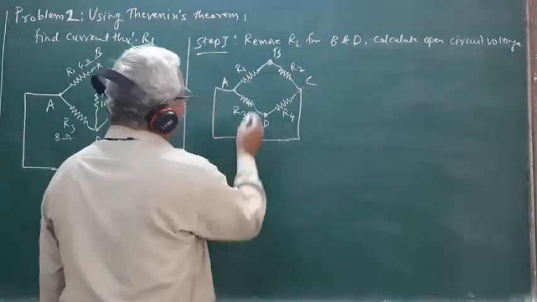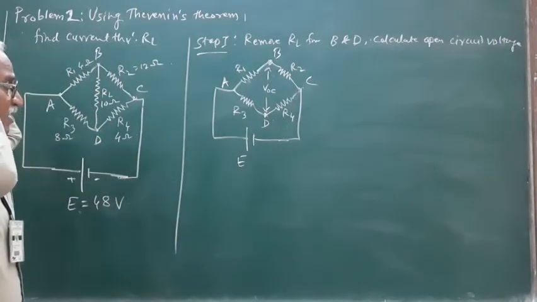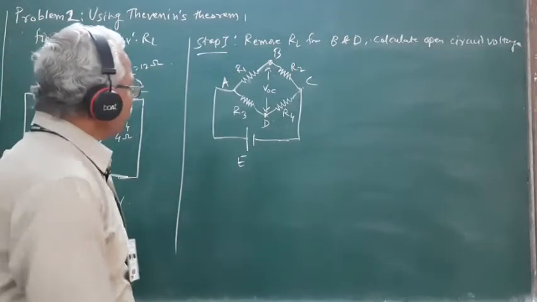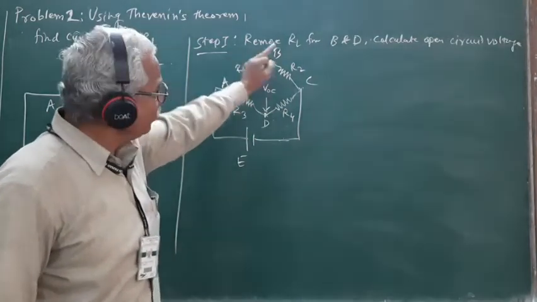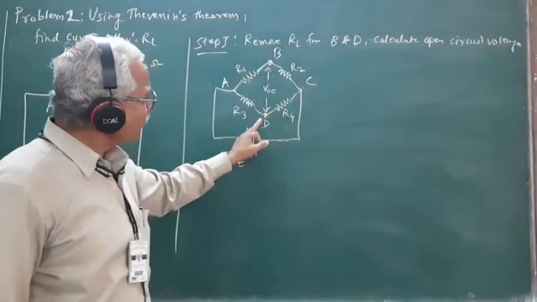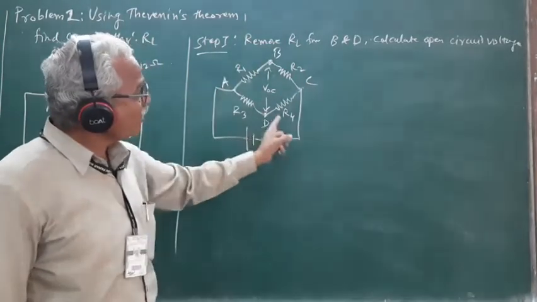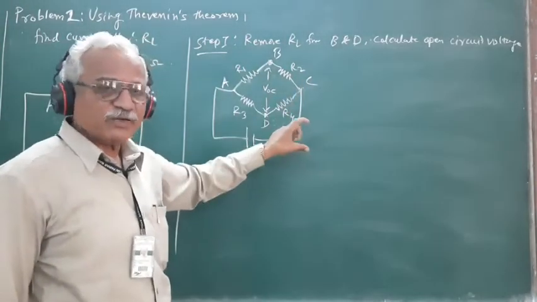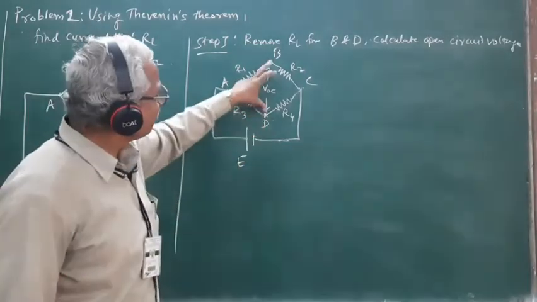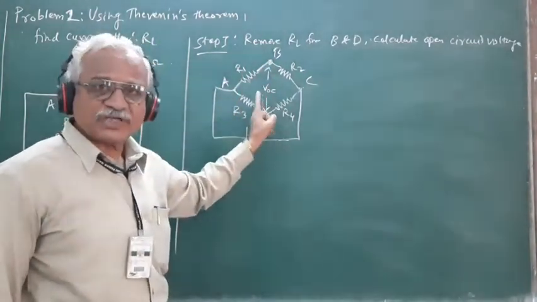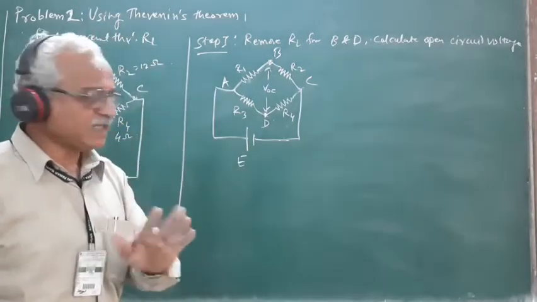So here we have to measure the open circuit voltage across the terminals B and D. To obtain it, in this circuit, first we have to find out the potential at the point B with respect to C, and the potential at the point D with respect to C. Then we can find out the potential difference across the terminals B and D. And this potential difference across B and D is nothing but the open circuit voltage, and this open circuit voltage is nothing but the value of VTH.